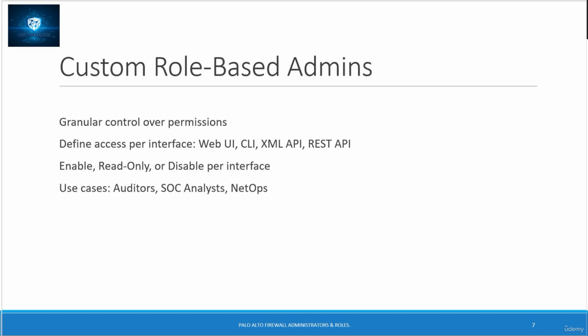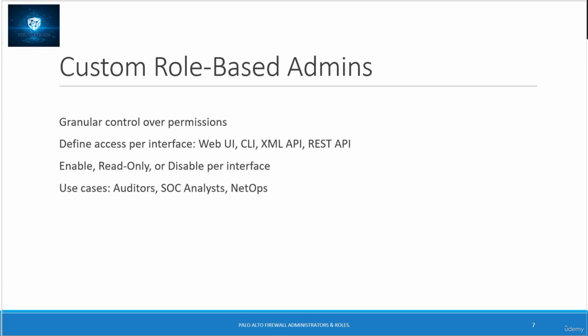Permissions can be assigned per interface, including web UI only, or CLI, which is SSH or console, or just the XML API or the REST API. Okay, so only one of these permissions or a combination of these permissions can be defined for a particular custom role, and that role can be assigned to the admin, and obviously that admin will have that particular granular access to the system.